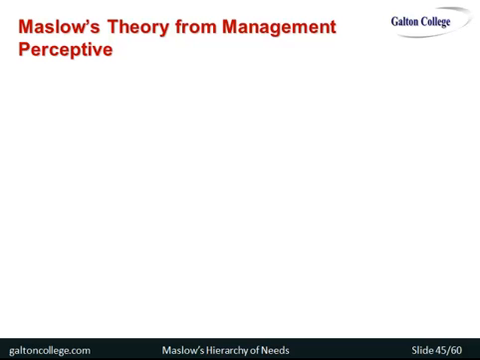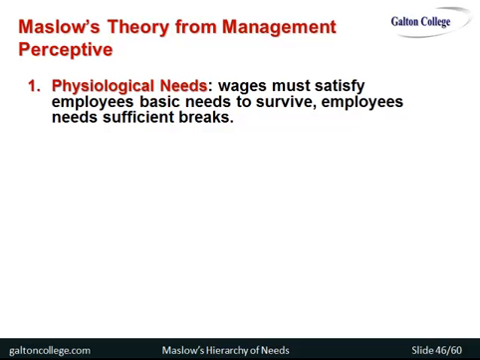Now let's look at Maslow's theory from a management perspective. First of all, the physiological needs. Well, wages must satisfy employees' basic need to survive. And employees must also have sufficient breaks. In other words, the work cannot be continuous. The work should recognize that they're humans and they will need a break.